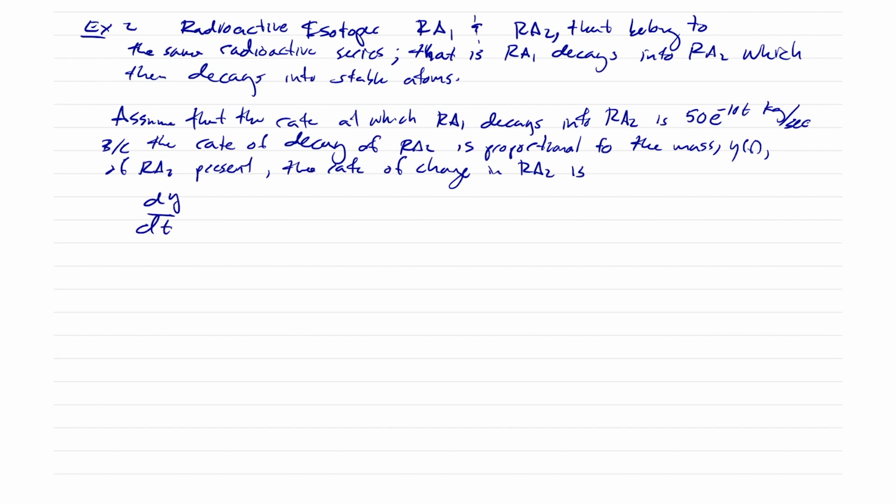And so they say dy by dt, remember y is how much Ra2 we have, is equal to in rate minus our out rate. In this case, our in rate is 50 times e to the minus 10t. That's how much we're decaying from Ra1. And the out rate is some proportion of whatever volume we have. It looks identical to a lot of the problems we're going to be talking about in section 3.2, which I think is coming next, maybe? We'll see.